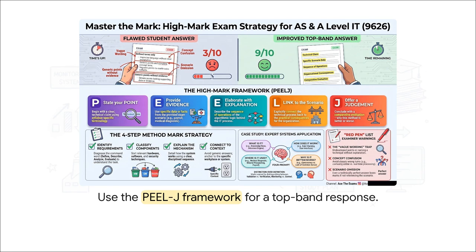P stands for point. State your technical claim using proper syllabus terms. E is for evidence. Pull specific data directly from the scenario they gave you. The second E is elaborate. Explain the sequence of operations. Literally just write out that step-by-step algorithm loop we just learned. L is for link. Connect it back to the practical consequence for the business or person in the scenario. And for those absolute top-tier marks, J is judgment. Provide a quick comparative evaluation of why this method is better or worse than an alternative.